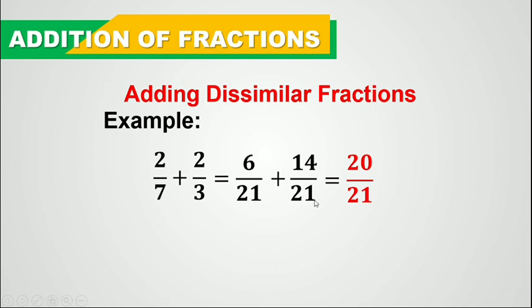So therefore, this is now our answer for this particular example. So do we still need to reduce or simplify this? No, because there is no number that could both divide 20 and 21, wherein the answer is a whole number, or in other words, 20 and 21 have no common factor. So that's why this is already the simplest form. Alright? Now what about this one?